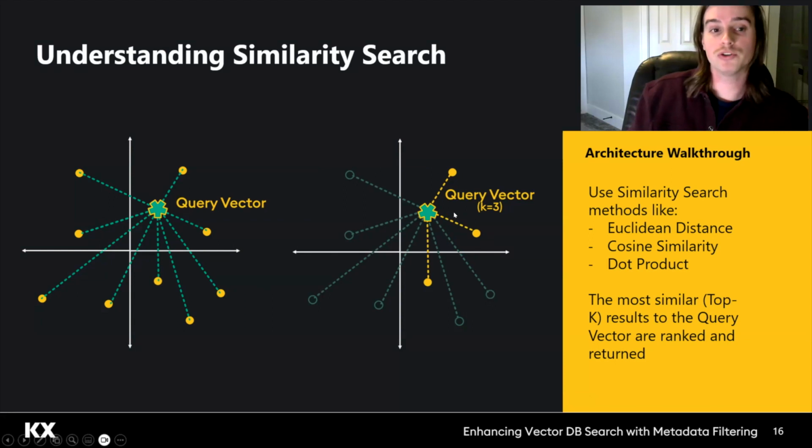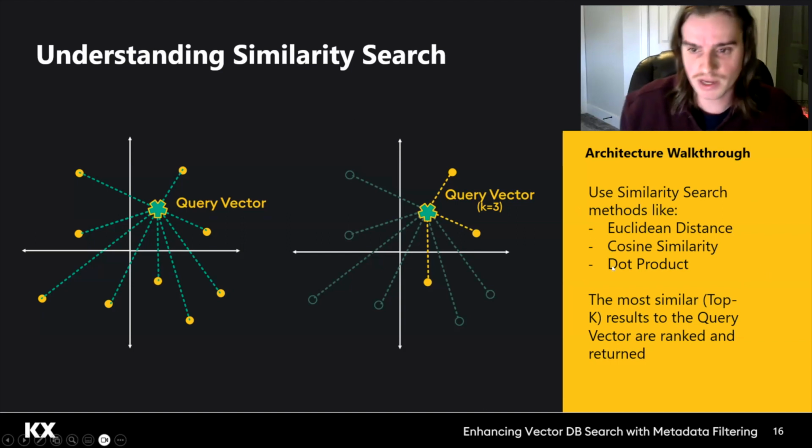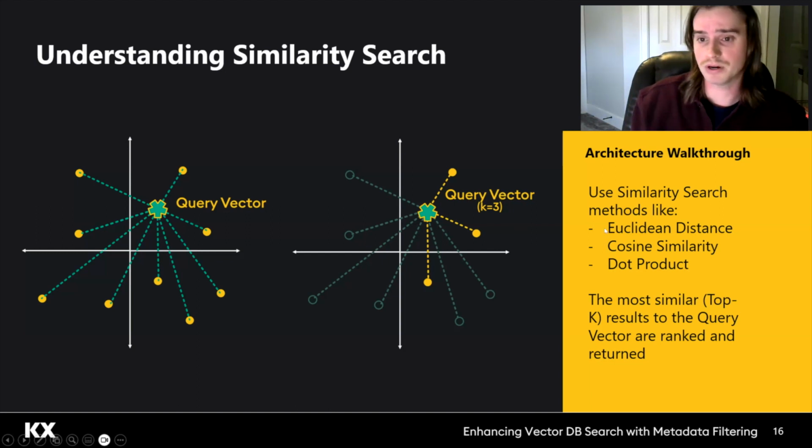So when we're doing a similarity search, we are looking for the most relevant and the most similar vectors to our query vector. And there are several different methods that we can use to do similarity search here, including Euclidean distance, cosine similarity, and dot product, which are the three that KDB.AI offers right out of the box. And depending on your use case, of course, you could experiment with all of these and find which one works the best. But the output is you're going to get your top k vectors returned, or your most relevant vectors returned. In this case, we're looking at k equals 3, so we would return the top 3 most relevant vectors.